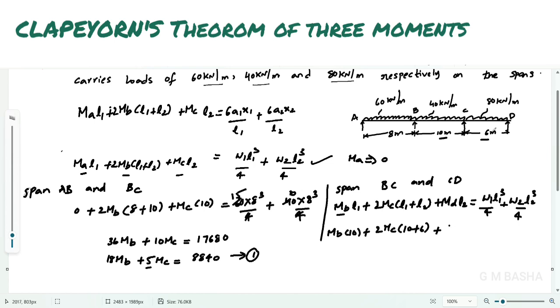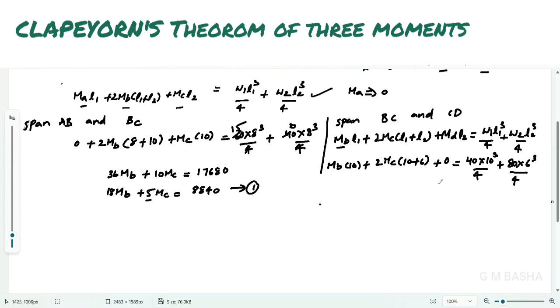Similarly, MD you will get 0 here, into L2 will be 0. Again, W1 will be 40 kilonewton per meter into L1 will be 10 cube by 4. Similarly, plus W2 will be 80 into L2 will be 6 cube by 4. So again, better simplify this one. 10 MB plus 16 into 2, 32. 32 MC equal to, again simplify this one.